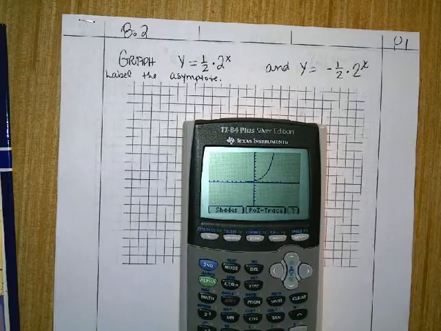Okay, what's the asymptote here? Y equals 0. Y equals 0. Any questions on that?